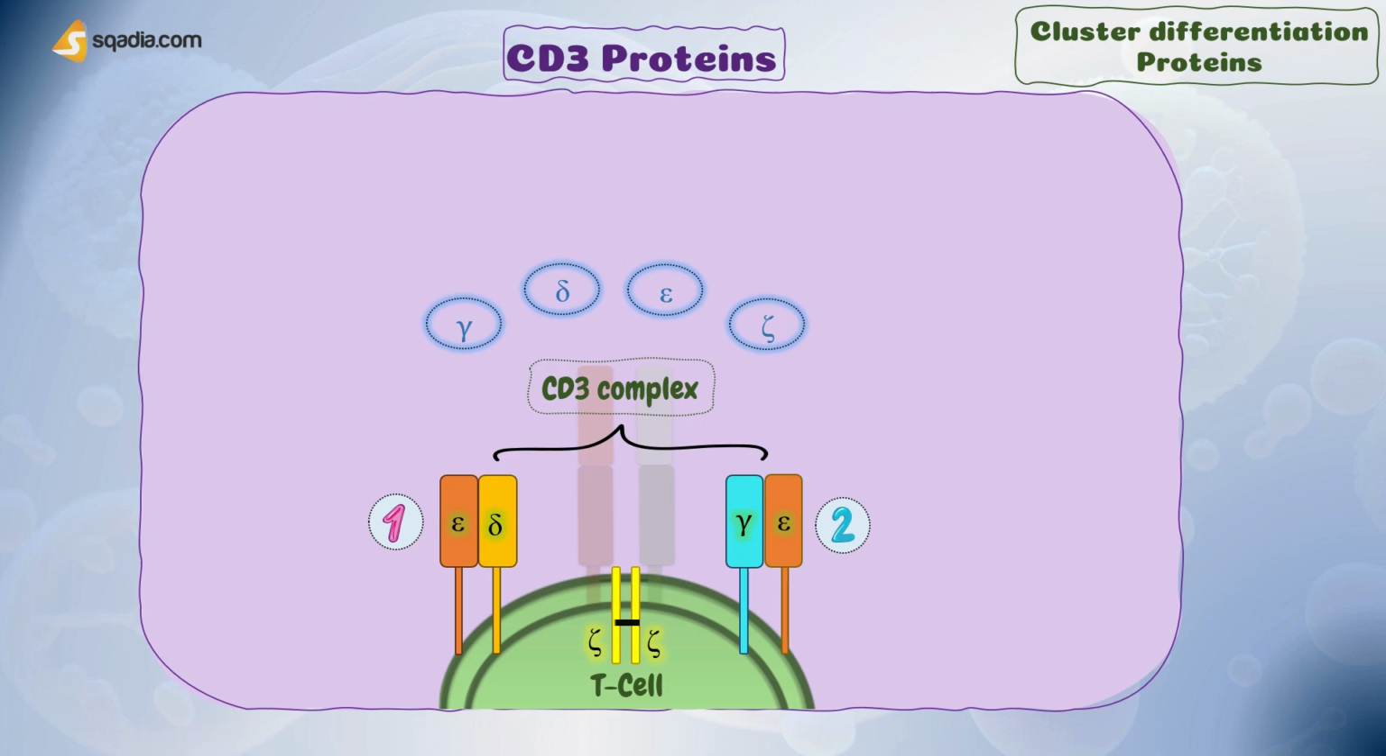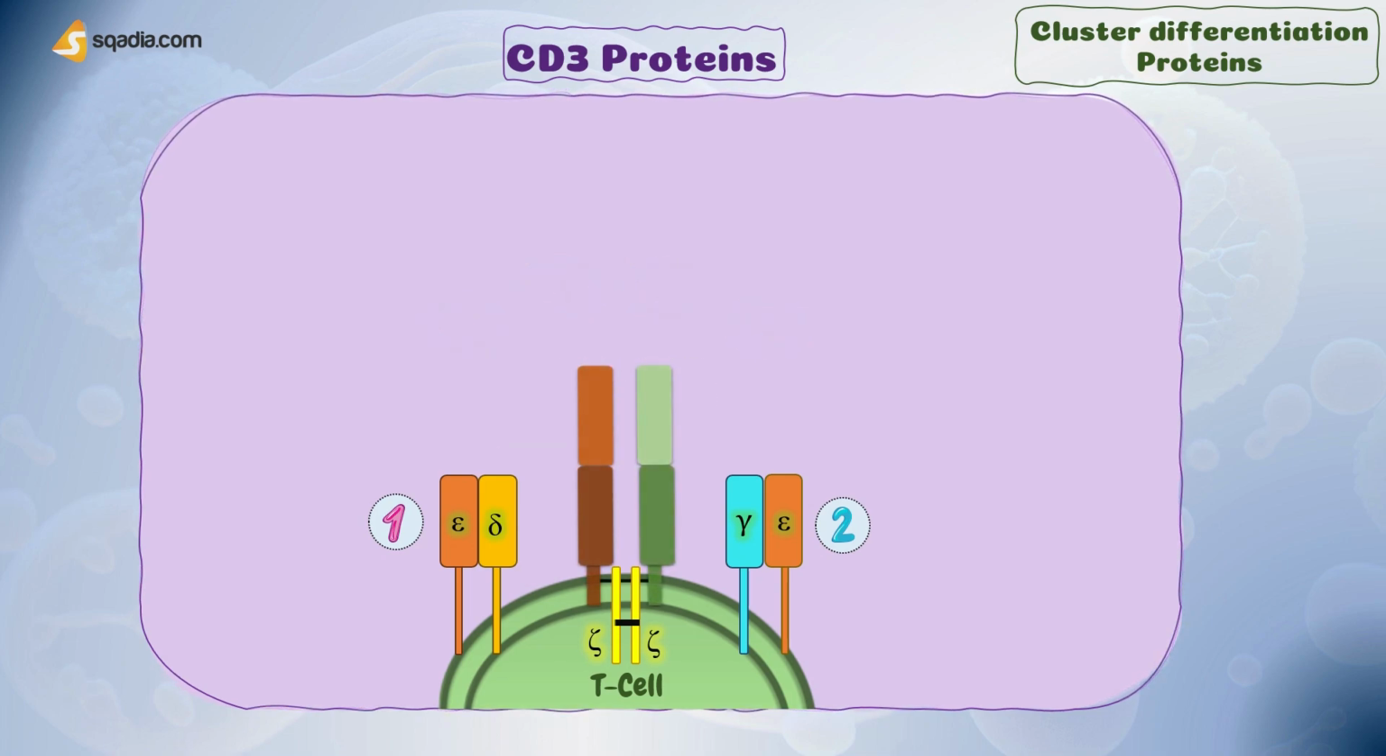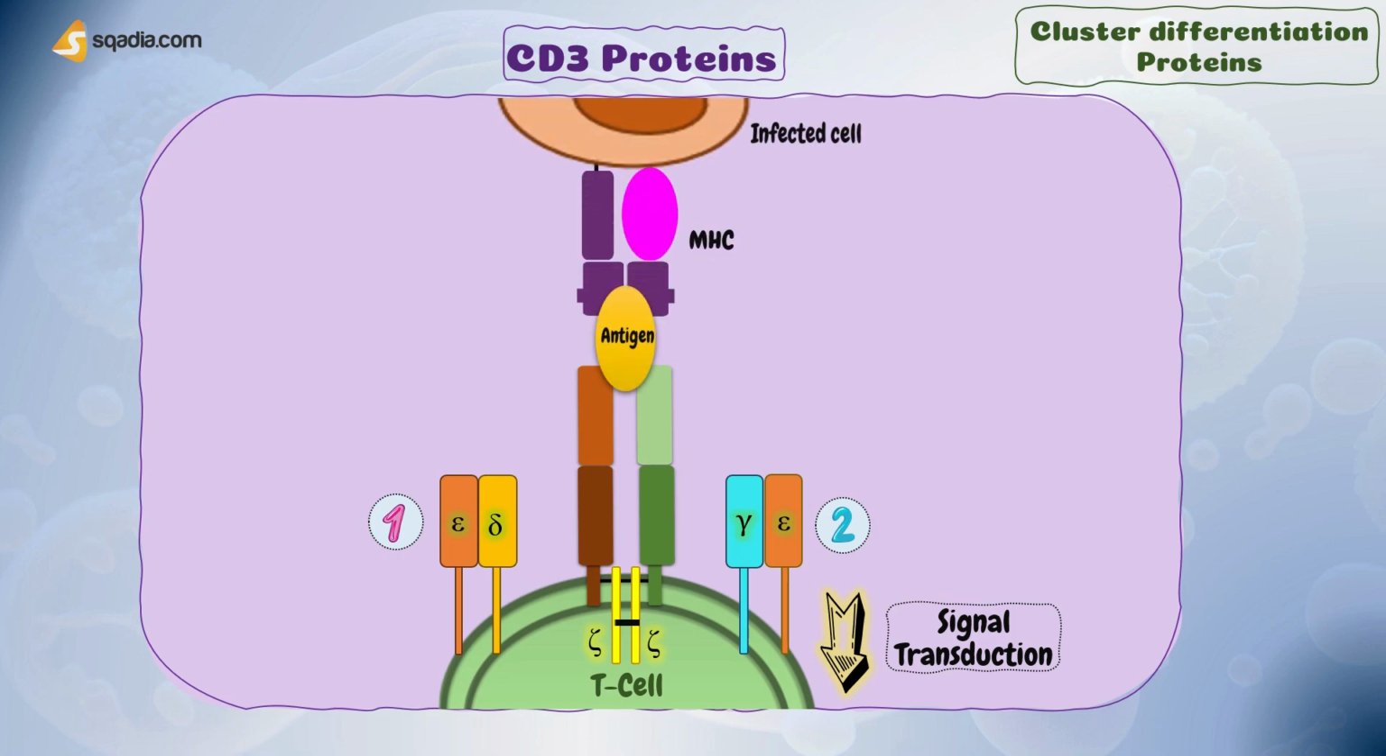The primary function of this CD3 complex is to transmit signals, that is signal transduction, from the TCR to the interior of the T cell upon recognition of antigenic peptides presented by major histocompatibility complex (MHC) molecules on antigen-presenting cells (APCs) or infected cells. Upon antigen recognition, by binding this antigen MHC complex, the CD3 complex is responsible for transducing the activation signal to the interior of the T cell.